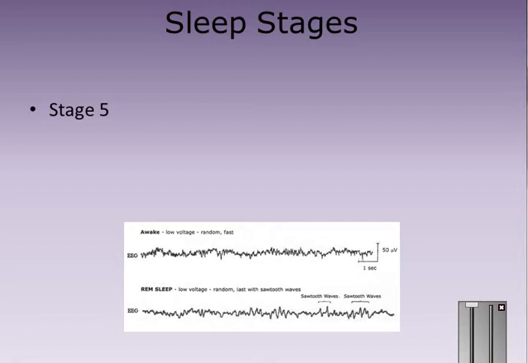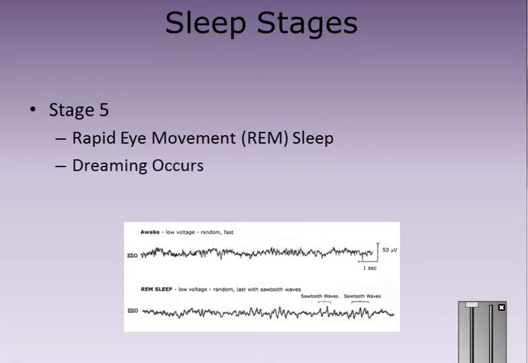Stage 5 or REM sleep is where dreaming generally occurs. It's referred to as paradoxical sleep, as the muscles in the body relax and become paralyzed while the brain is very active. The paralysis of bodily muscles is a built-in feature of your brain that protects you from self-harm.